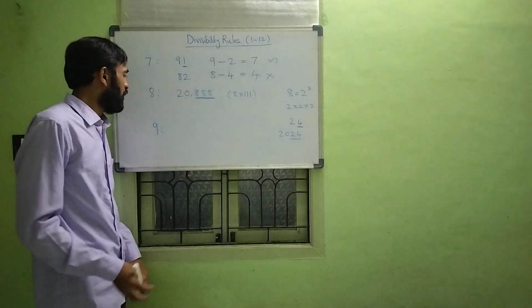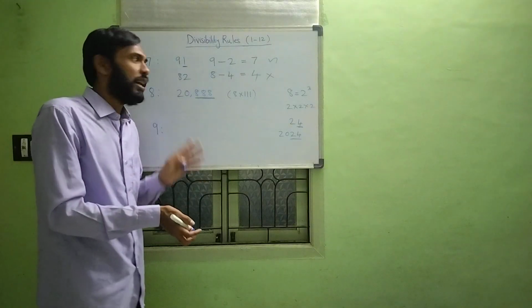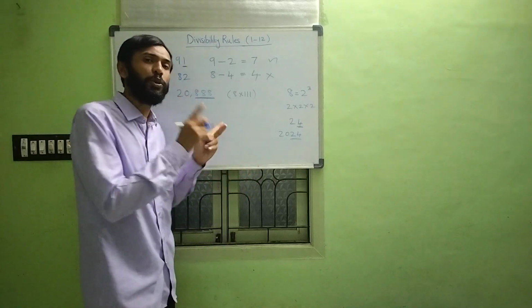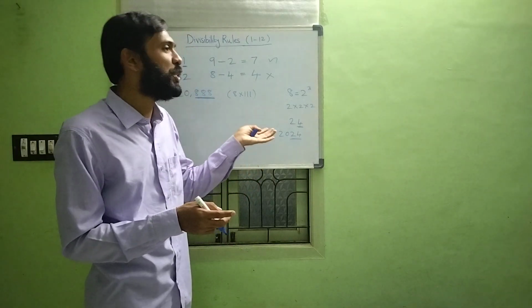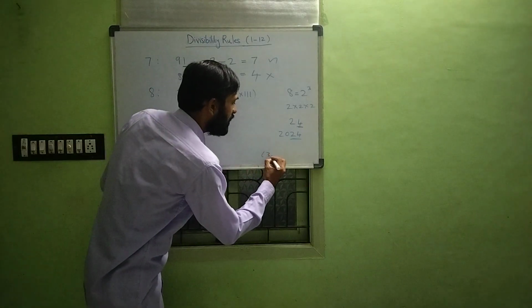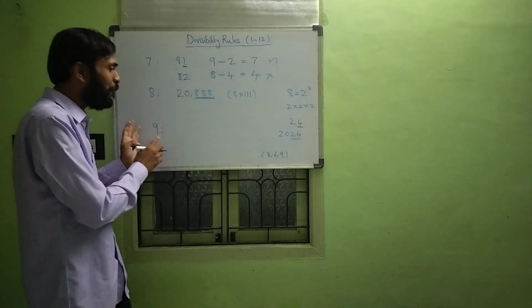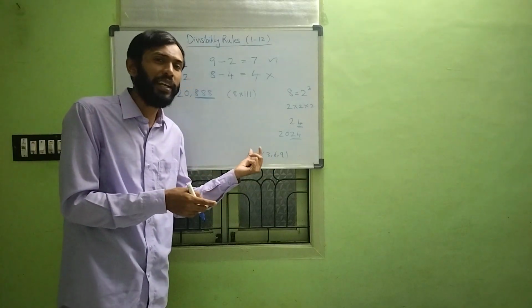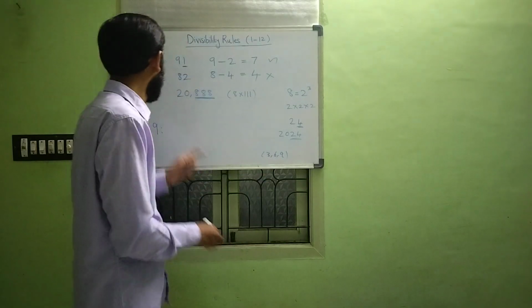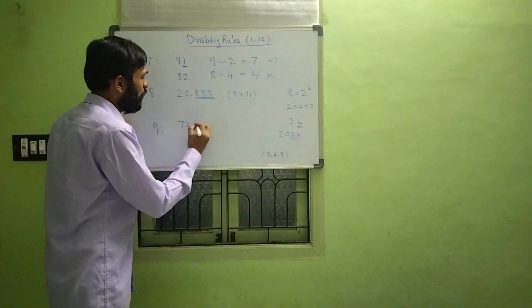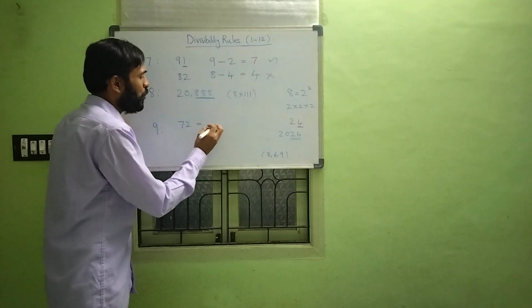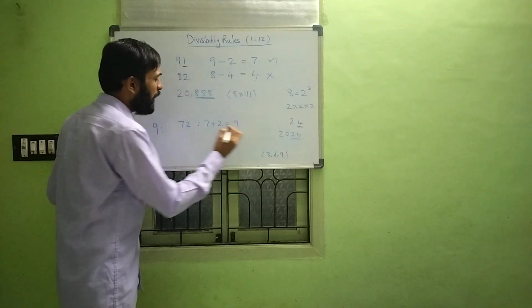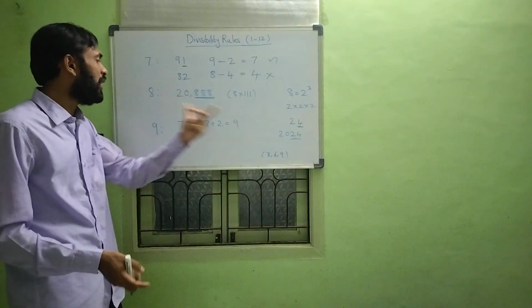For 9, we should add the digits like we did for divisibility by 3. For divisibility by 3, I told you we should sum the digits and finally we should get either 3, 6 or 9. In the same way, for 9, we should add the digits. But here, we should not get 3 and 6. We should get only 9. For example, 72. When you add 7 plus 2, you will get 9. It means 72 is divisible by 9.